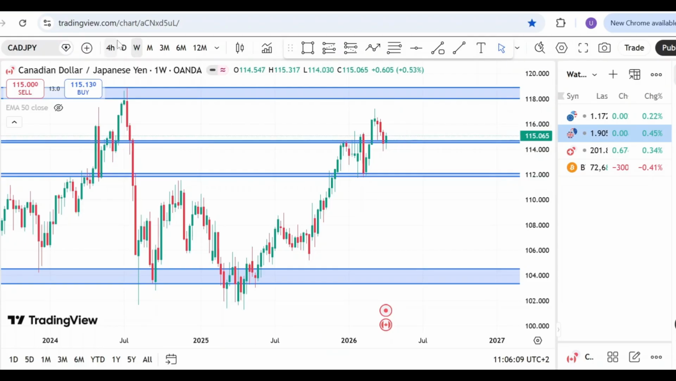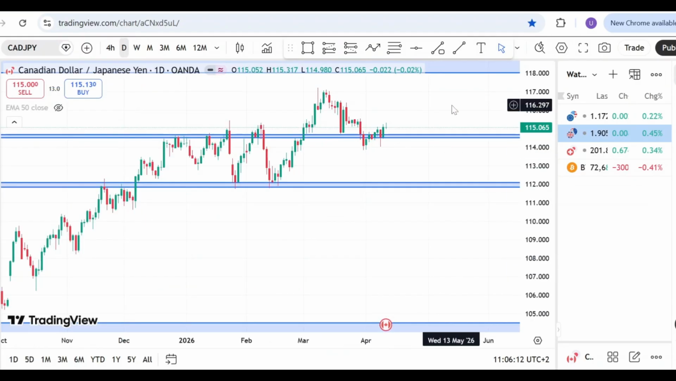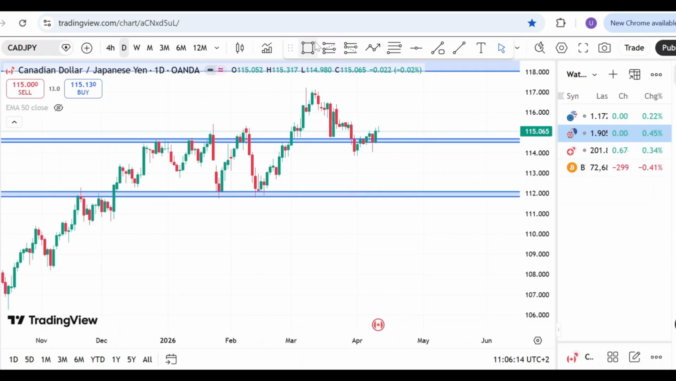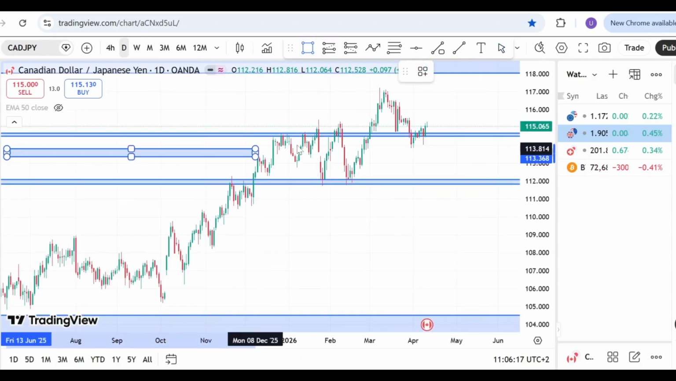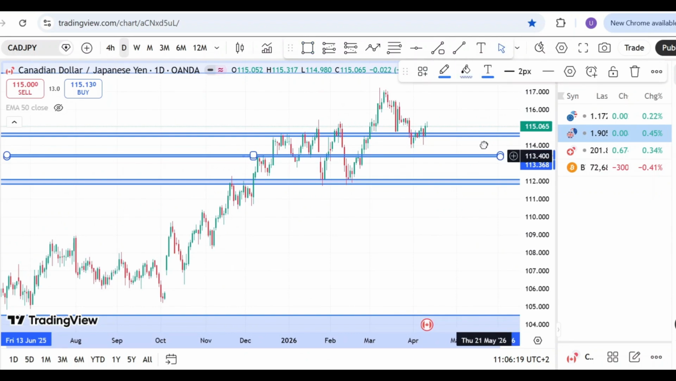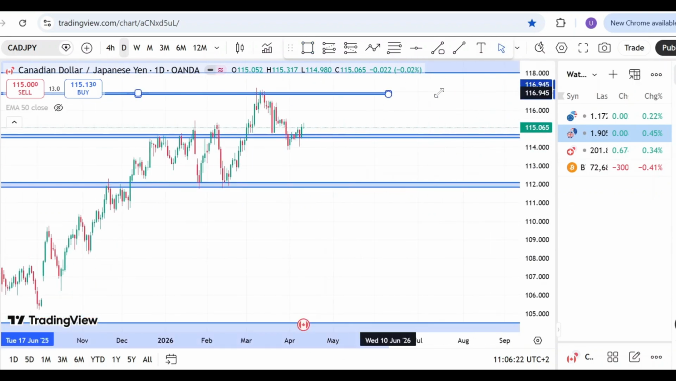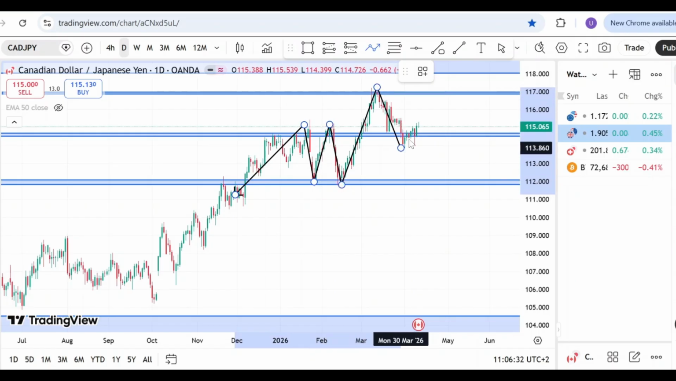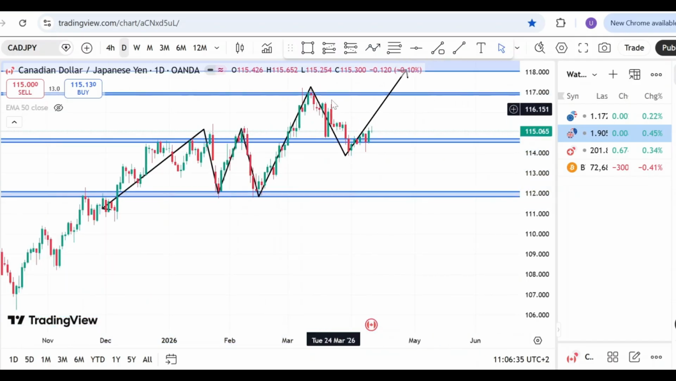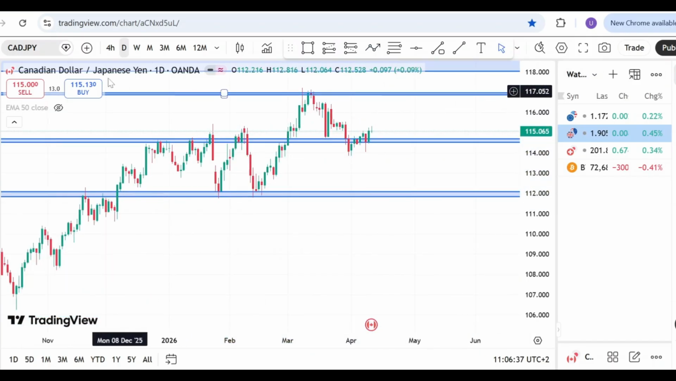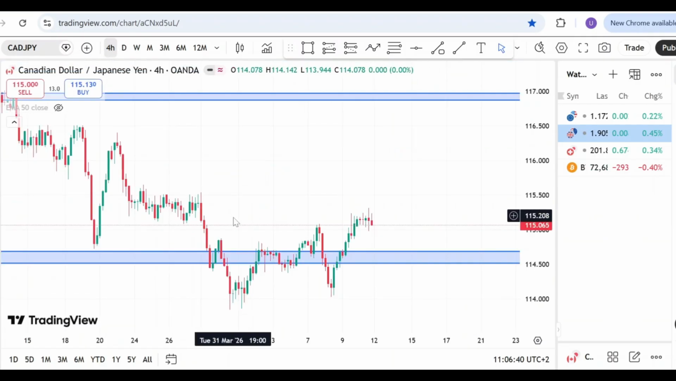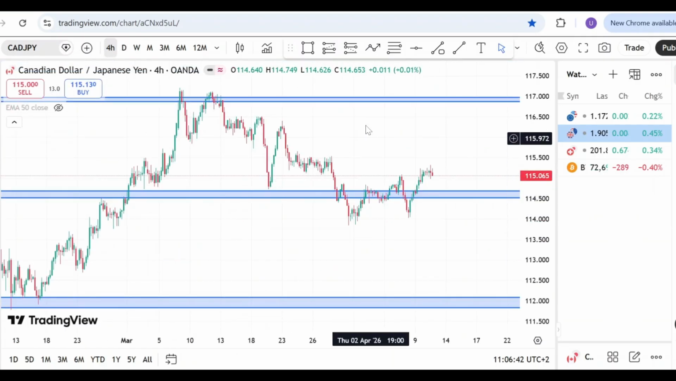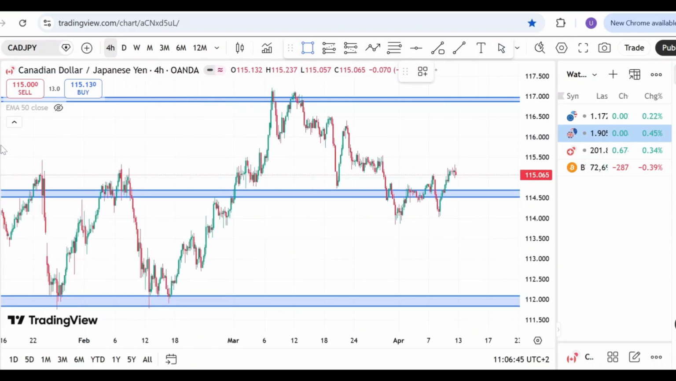Let's go to the daily time frame and you will see how clear it is. As you can see, that's what I was saying: higher high, higher low, higher high, equal low, higher high, higher low. We can expect the continuation. So how are we going to capitalize on this move? Let's go to the H4 time frame and see.